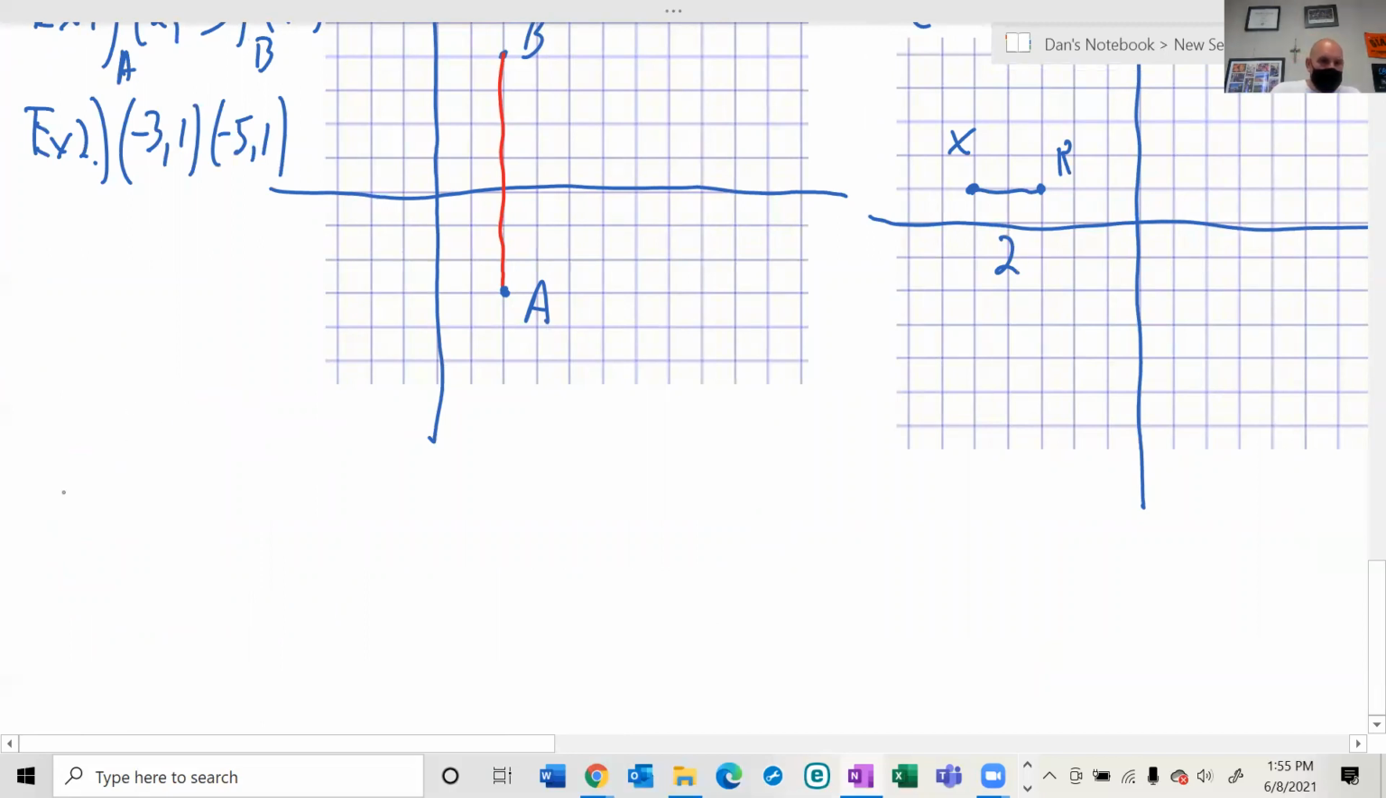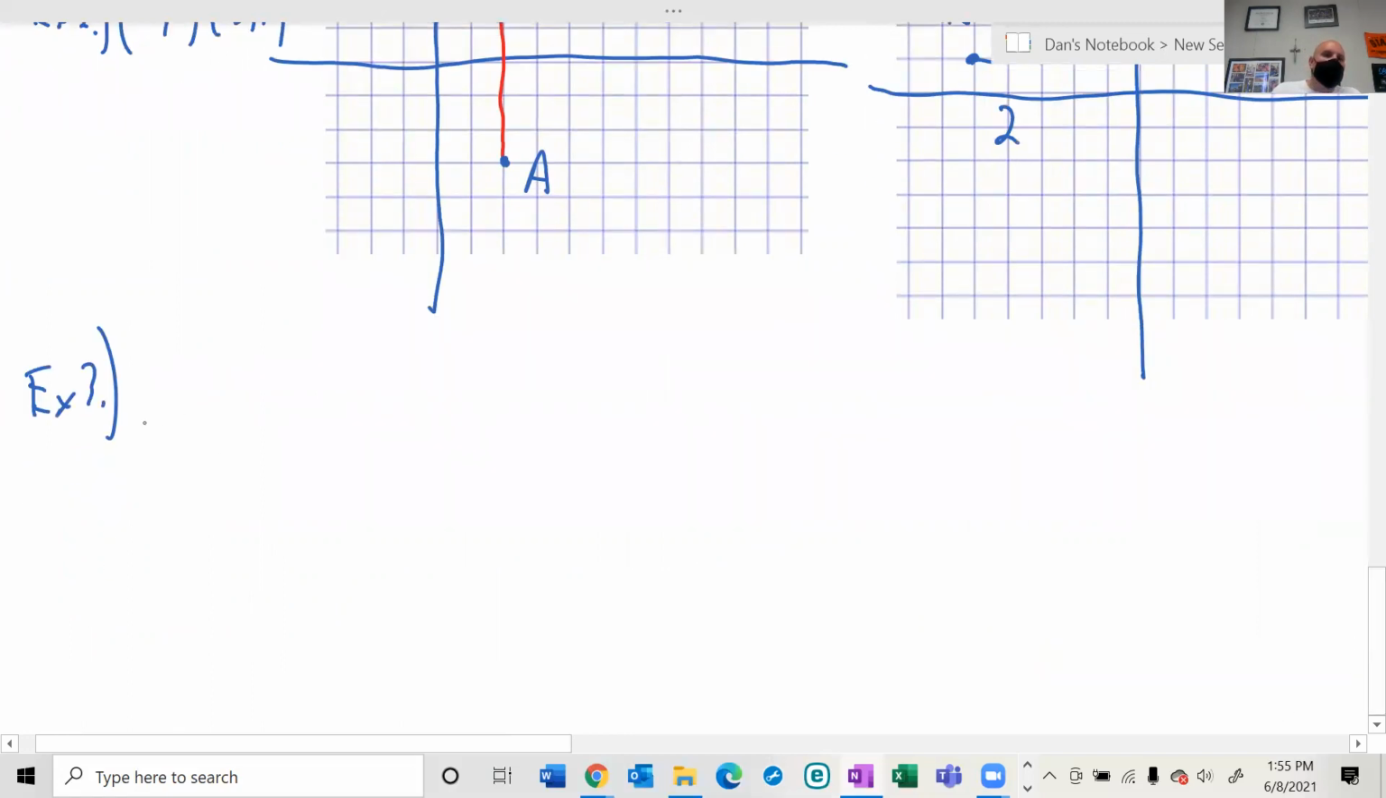We're going to try to do example 3. We're going to graph 1, 1, and we'll call this point W. And we'll go with 5 and 4. Graph those two out. Tell me the distance.